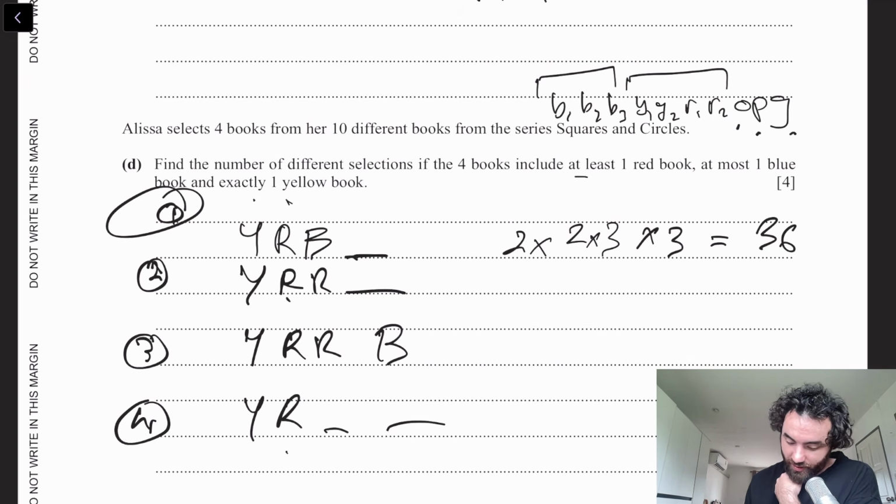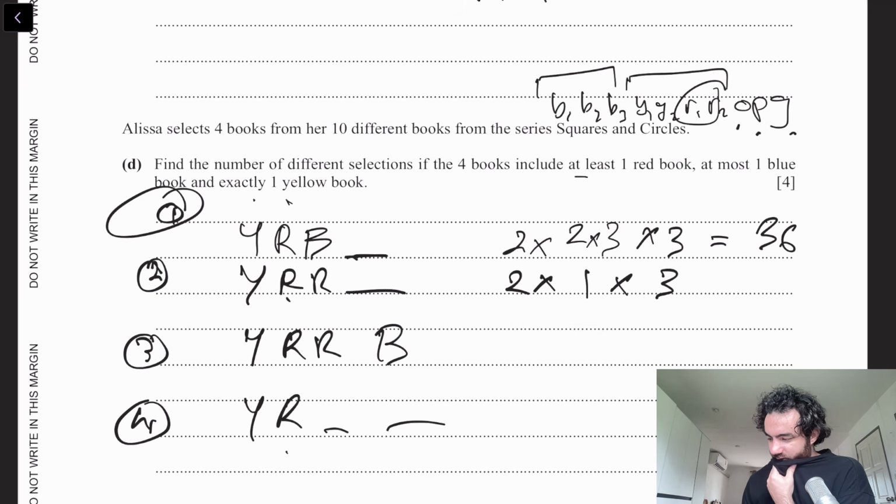For this way, we have a yellow and 2 reds and no blues. Well, this will be 2 for the yellows times the reds. We have one option to pick these 2, it doesn't matter. We just select 2 into it. So there's one option to do those 2 reds. Then we have no blues, so then there's 3 at the end. So 3, right? 6 ways to do that.